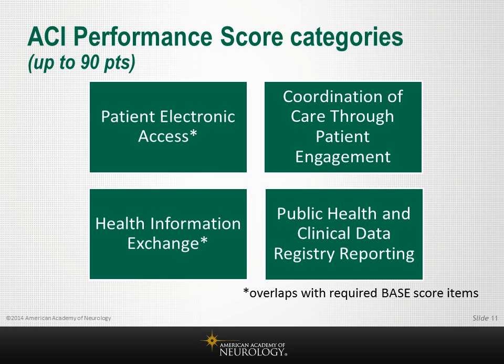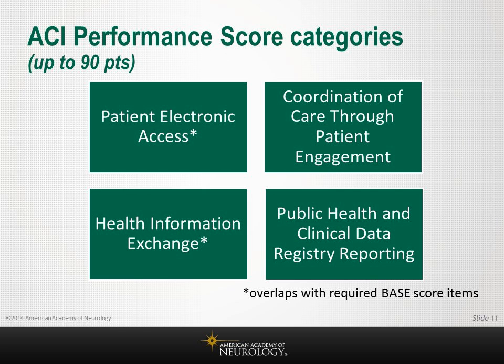I'm going to continue with the ACI Performance Score categories, the second part of the ACI score, which can provide up to 90 points. What Dr. Yu just explained was the base score, which provides 50 points, and it is notable that that is a required score. If you do not finish the base score of 50 points, none of what I will talk about will score at all, and you will end up with ACI score of 0. So the base score is incredibly important.